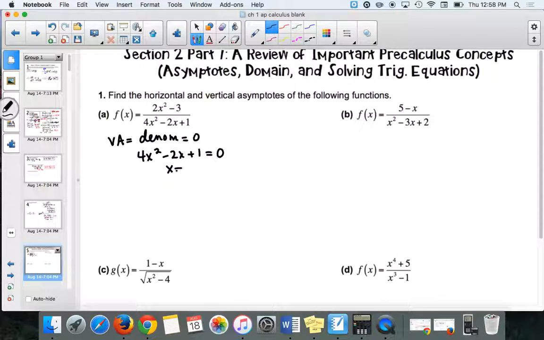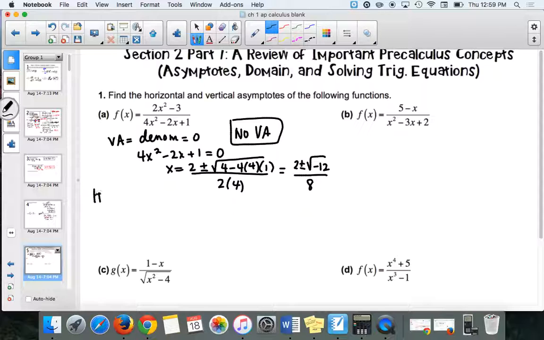So when we do x equals negative b plus or minus the square root of b squared minus 4ac, oops, I did ca, but that's fine. You guys get it? It's the same thing. All over 2a, we get 2 plus or minus the square root of negative 12 all over 8. What did I tell you about imaginary numbers in calculus? We don't have them. So what does this mean about our vertical asymptote? There is none. So we're going to say no vertical asymptote.